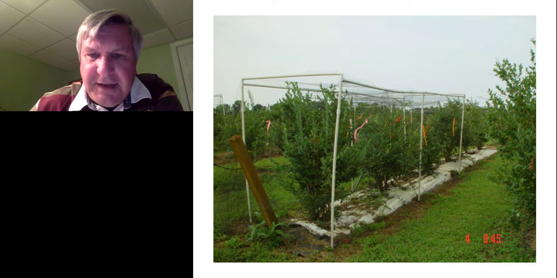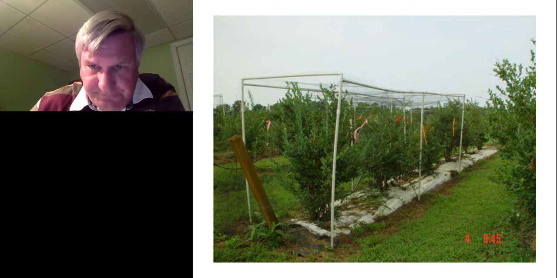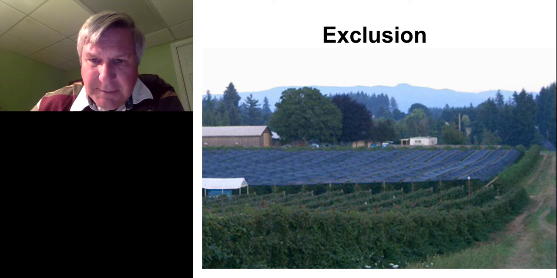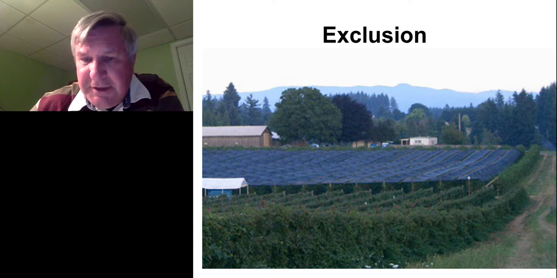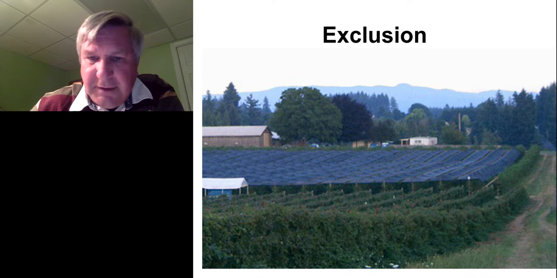Here are some examples of how this might work. Again, these are some simple PVC pipes with a netting on the sides and top, protecting this crop. A little more elaborate here. This is probably rolled out with some machinery, and it's going to be very, very labor intensive and more expensive, but provides protection over a larger area.